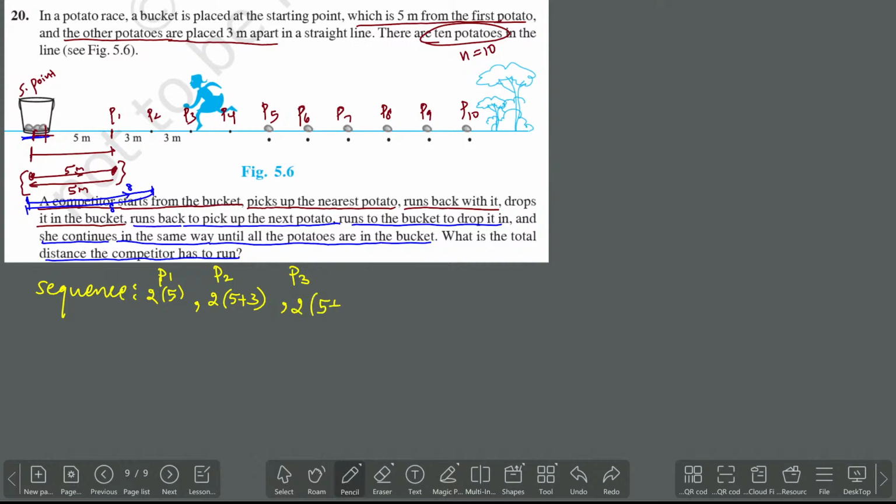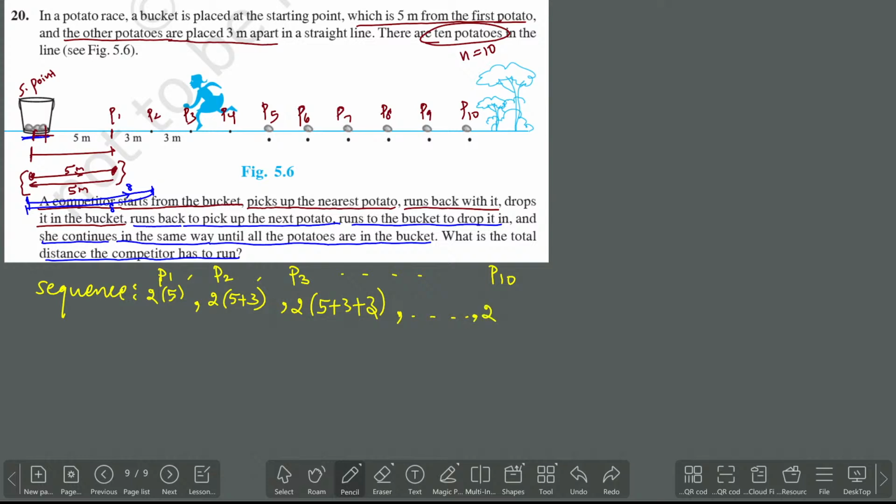Already first potato 5 meter, second potato 3, 1 more 3, third potato 1 more 3. So totally how much do they have to run? 11 into 2. So 11 they have to run to take the potato. Again 11 meter they have to come back to drop the potato. Do you understand this game? Right. Like that it's going on, till the 10th potato.